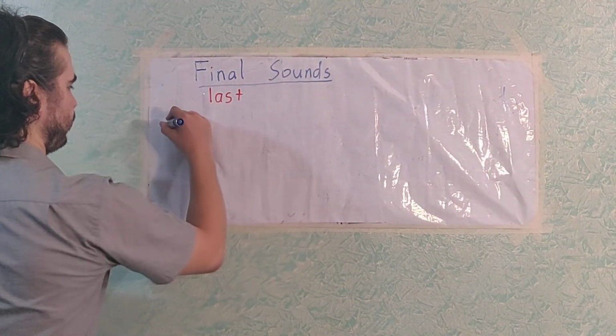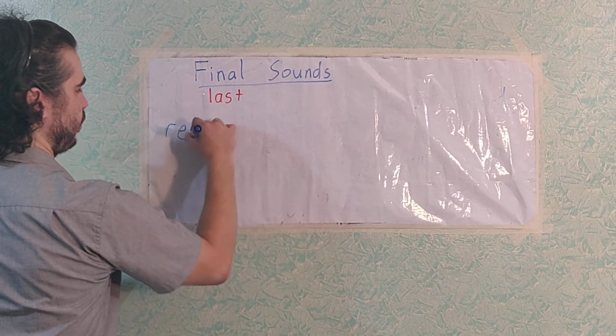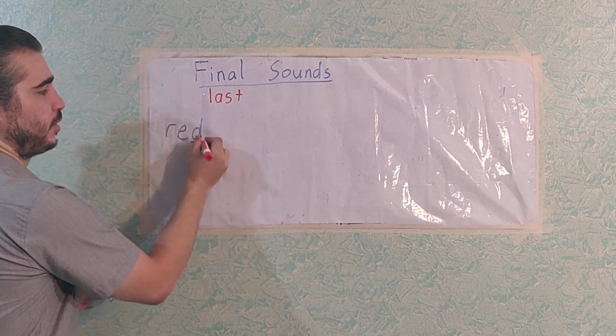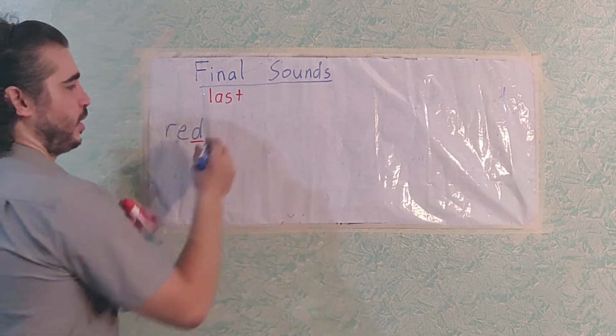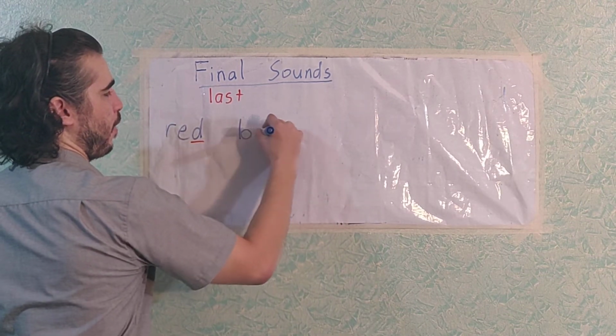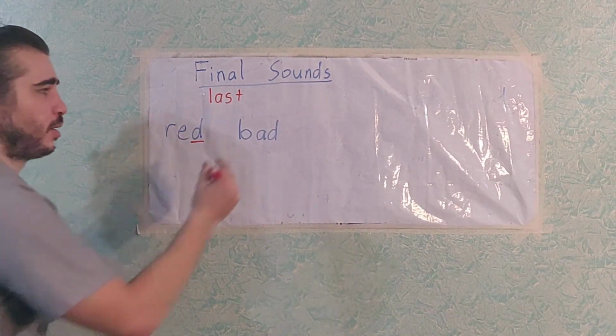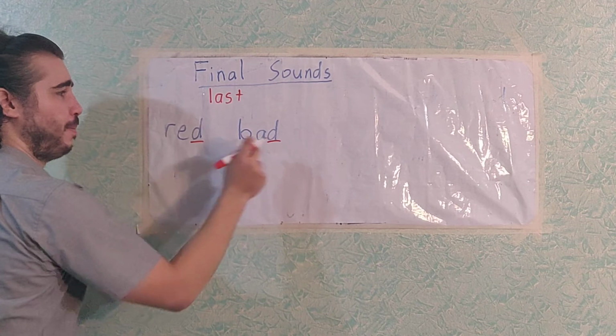Let's say red. Red ends in a d sound, and another word that ends in that sound is bad. Red, bad. Red, bad.